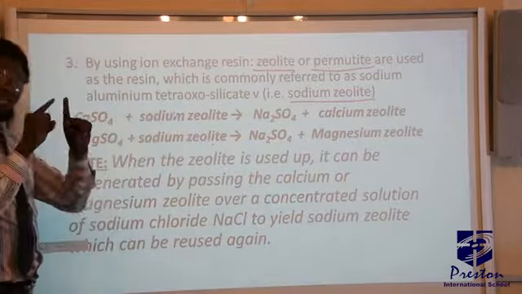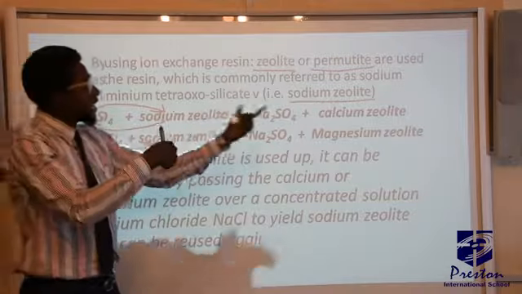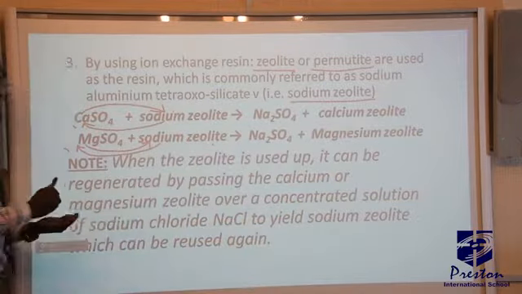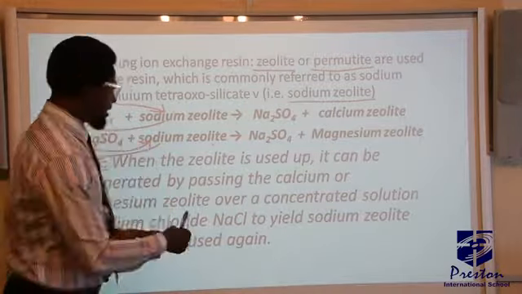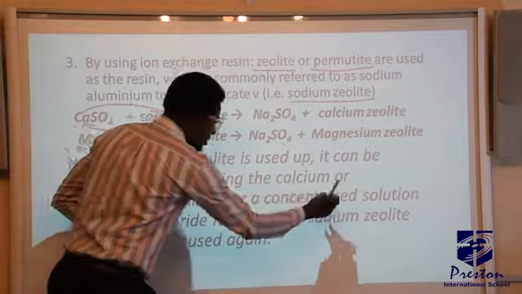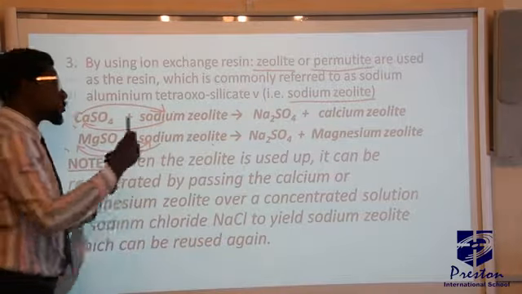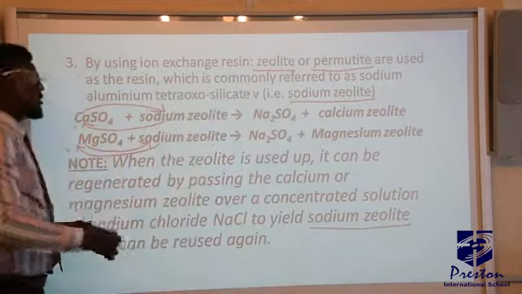The same thing is also applicable for magnesium sulfate. The magnesium will come here to replace sodium, and sodium will also replace magnesium, to form sodium sulfate plus magnesium zeolite. Now, the most important thing here is that this is a continuous process. The calcium zeolite that is obtained here cannot be reused until it changes back to sodium zeolite. And how can you change this calcium zeolite to sodium zeolite? It is by passing the calcium zeolite over a concentrated solution of sodium chloride, and that is your brine. That is, when the zeolite is used up, it can be regenerated by passing the calcium or magnesium zeolite over a concentrated solution of sodium chloride to yield sodium zeolite again, which can be reused continuously.